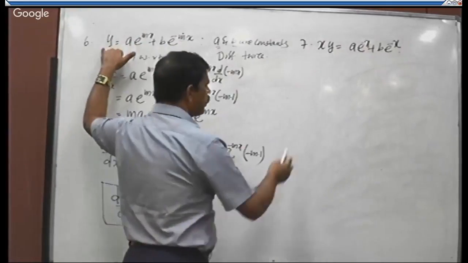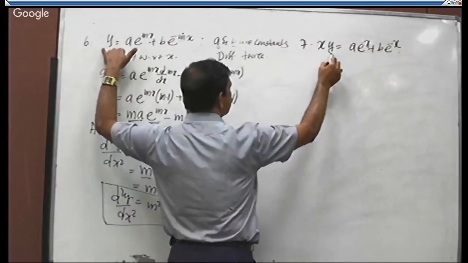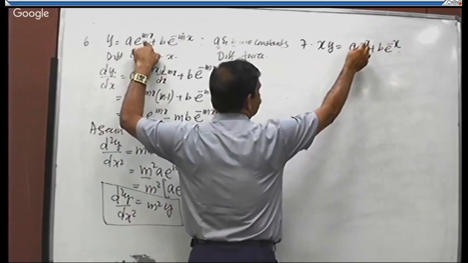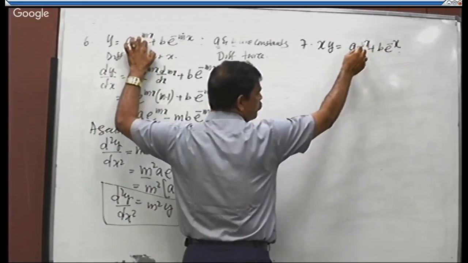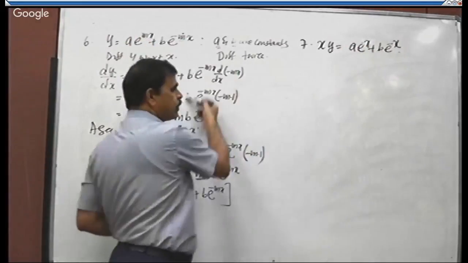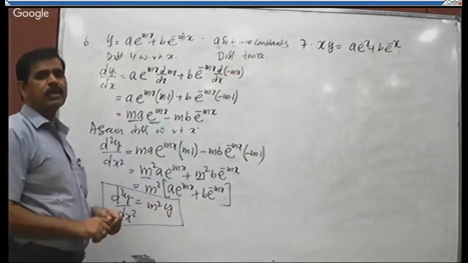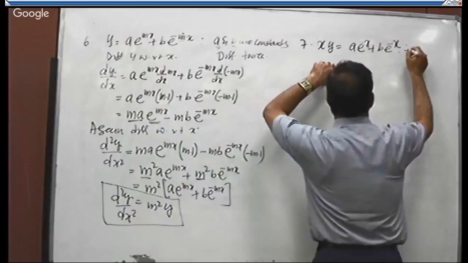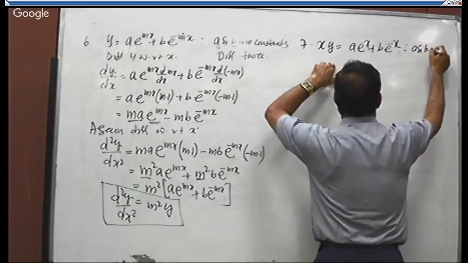Only y is there, but here both x and y are given. M is not there here when compared to this, right? You follow the same procedure. First thing is identifying the constants. How many constants are there? A and b are constants.